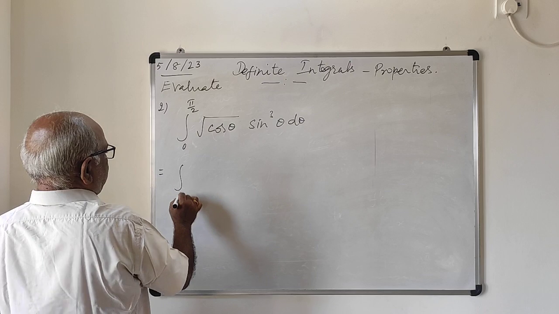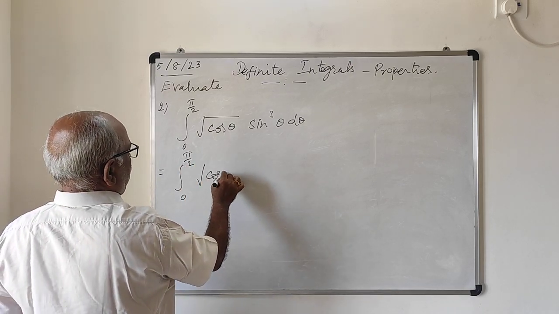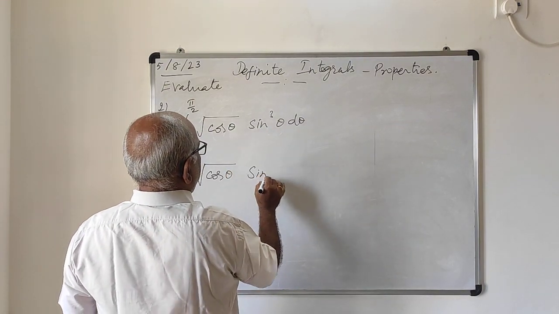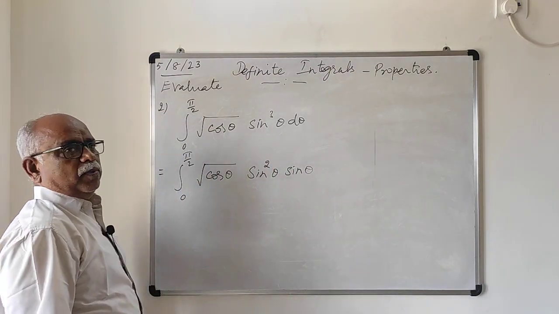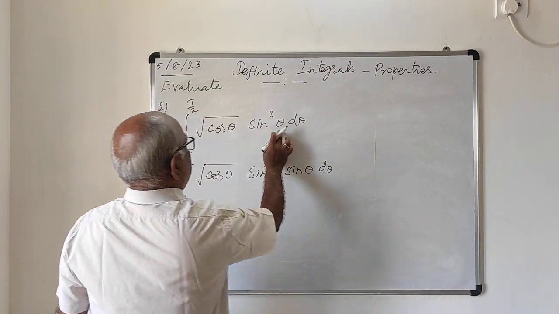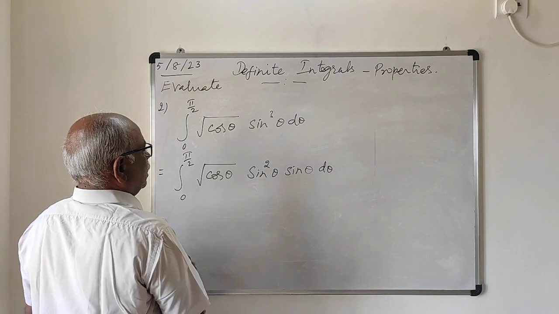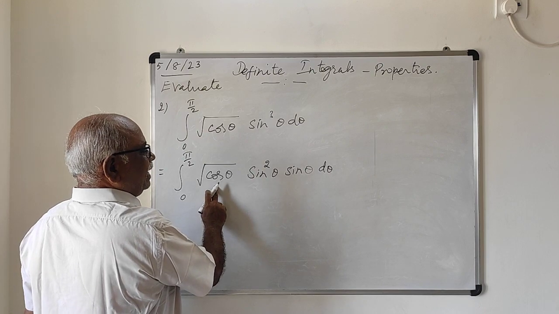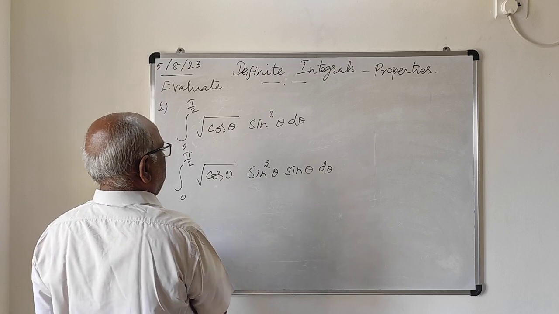Here I am going to rewrite this problem as 0 to pi by 2 root of cos theta, and this sin cube I split into sin square theta into sin theta d theta. Cube is expressed as square into sin. Now I am going to substitute t equal to cos theta.